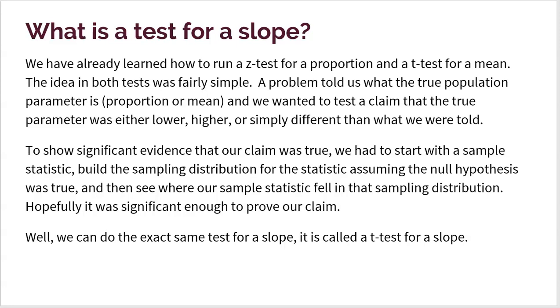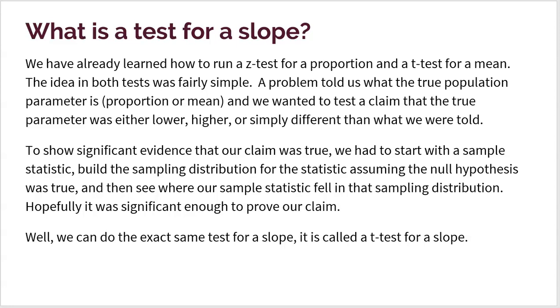All right, so what exactly is a test for slope? Well, understand that we have already learned how to run a z-test for a proportion and a t-test for a mean. The idea in both tests was fairly simple. A problem told us what the true population parameter is, whether it be a proportion or a mean, and we wanted to test a claim that the true parameter was either lower, higher, or simply different than what we were told. The idea was that there was a claim made.